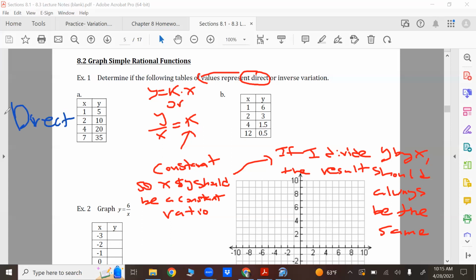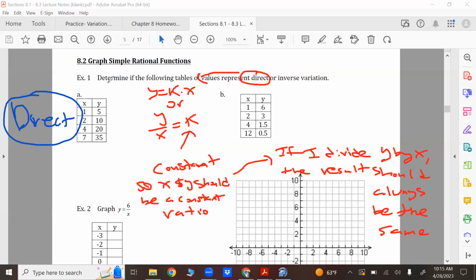Does that mean B's inverse? B will be inverse. So definitely the direct variation will be for A. Because if I divide y by x every single time, I get the same thing. This question actually does show up on the SAT, just so you know. What they do is they'll have 4 tables, and they'll ask which of the 4 tables is direct variation. I've seen that. It's easy if you know what it means. It's not hard. Just gotta know what it means. So A is definitely direct. So we're good on that?